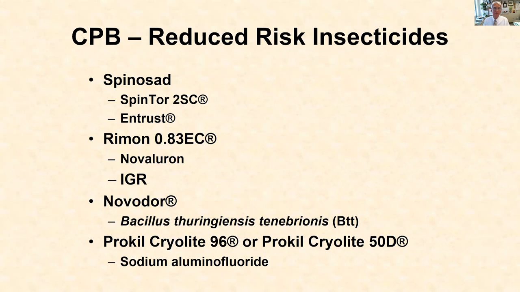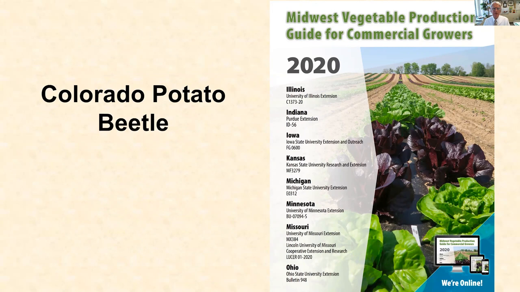The Colorado potato beetle has a huge write-up in the most recent Midwest Vegetable Production Guide for commercial growers. I encourage you to get a copy of that from your local state extension system. It covers all of these states here in the Midwest, on out to the Great Plains, where the specialists get together. We consider all the available options and put our best information into this guide. And there'll be a long list of insecticides and some very detailed instructions for when and how to use them in this vegetable guide. Just make sure you're getting the one for the right year.